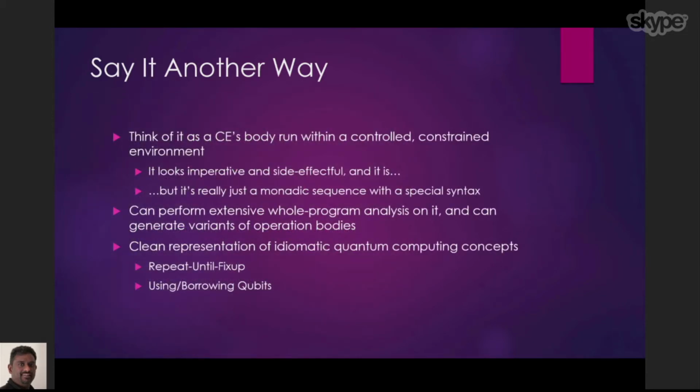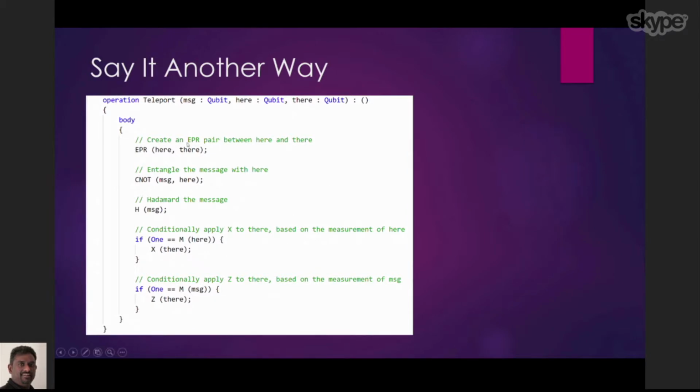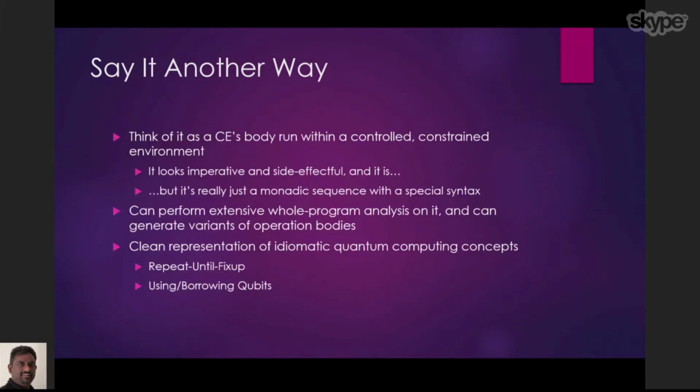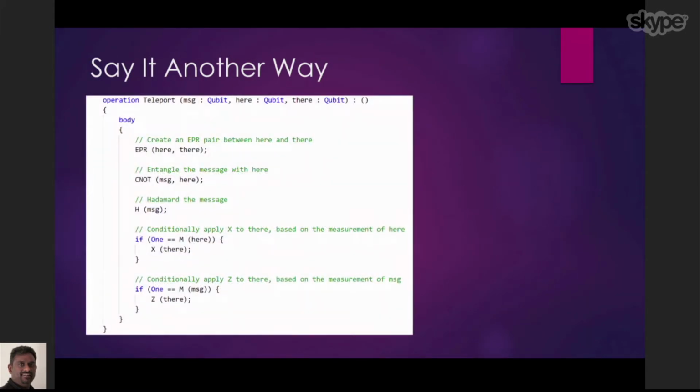So if you think about this program, you can think about this as the C# body with its own custom syntax, and the compiler as effectively being a beefed up version of the monadic interpreter. And if you think that this thing looks imperative and side effectful, it is, because it's exactly that. It's actually performing side effects on the quantum device and on the quantum device only, because that's really the context in which this whole sequence is run.